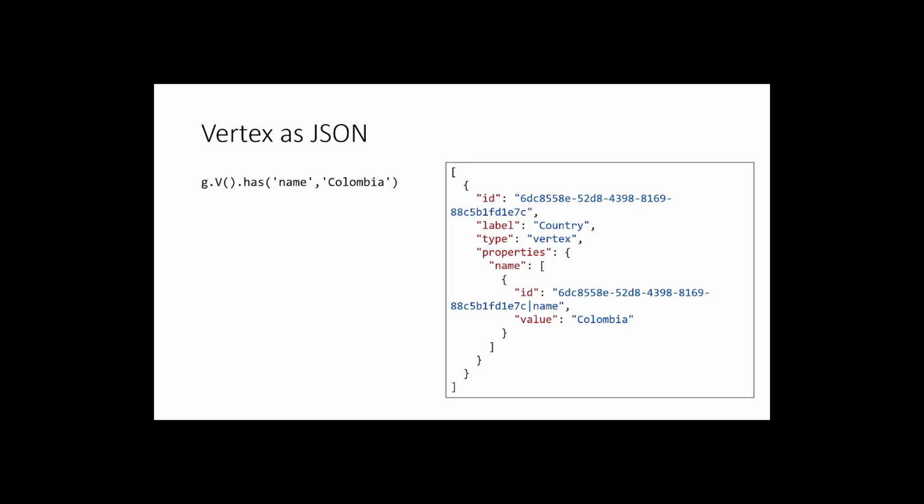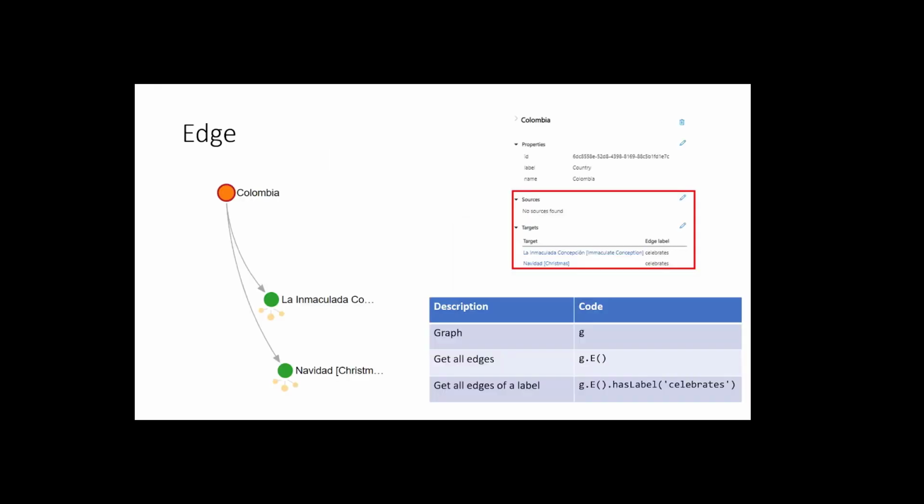API call. The JSON includes the IDs used by the system under the covers, the label, the type for the vertex, or the type for the edge, and a collection of properties. Our countries only have one property, which is name. Holidays have the holiday date as well. Now in edge, this is the relationship. Again, these are the sources or the targets.